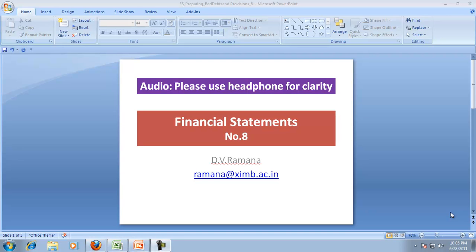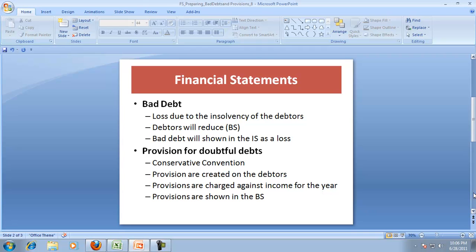Hello and welcome to our discussion on preparation of financial statements. We are in lecture number 8. We are going to continue our discussion on the bad debts and the provision for doubtful debts.